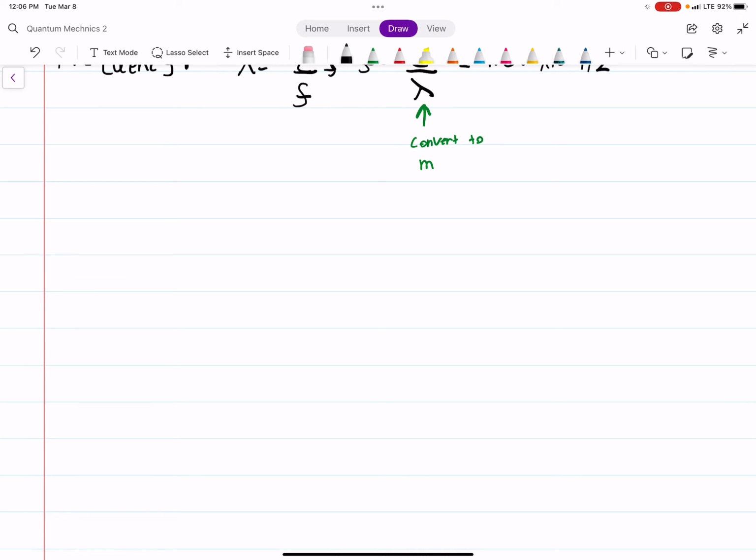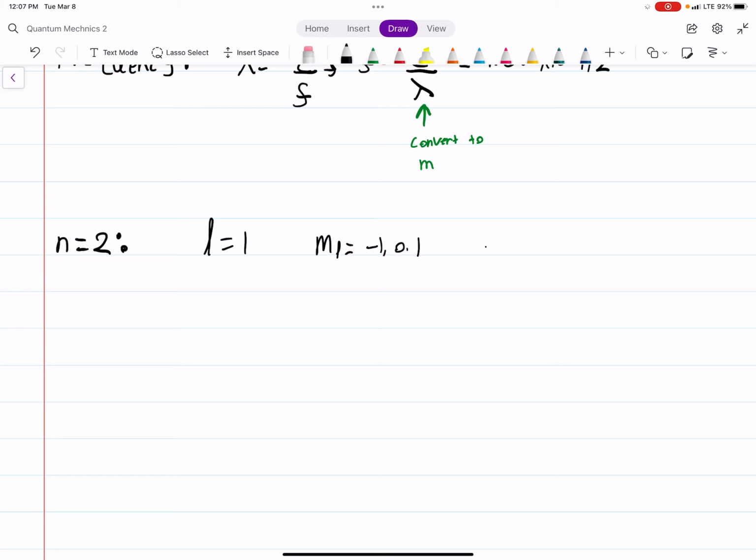So we'll start with n equals 2. For n equals 2, we know L is less than or equal to n minus 1, but also positive. So then L can be 1, and that means M sub L could be negative 1, 0, 1.